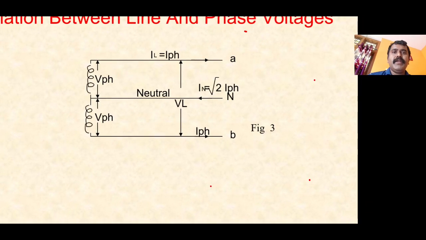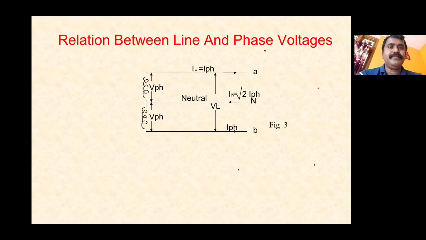So we can assume here EL or VL is equal to line voltage, V phase is equal to phase voltage, and IL is equal to line current, I phase is equal to phase current. So we can say it is a two-phase four-wire system. Whereas in the two-phase three-wire case, the outers carry current IL is equal to I phase.